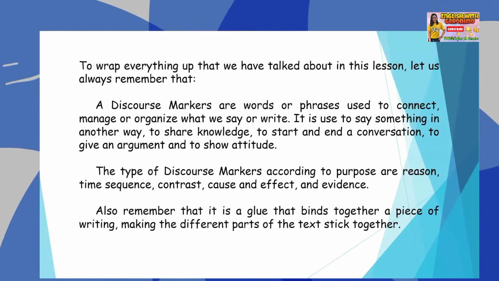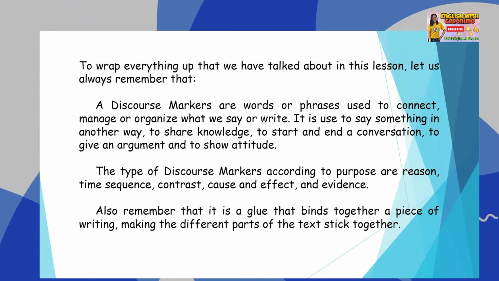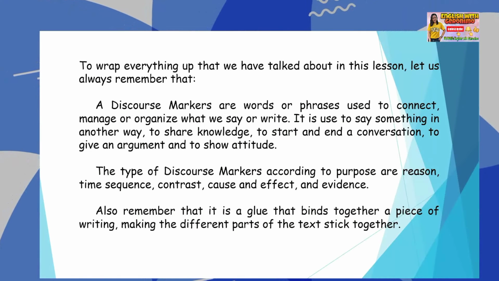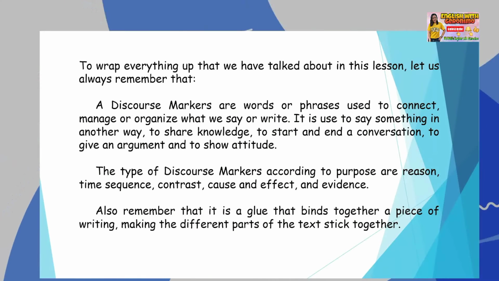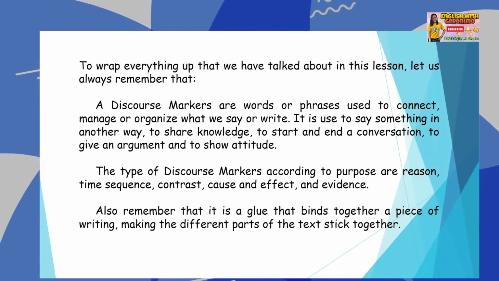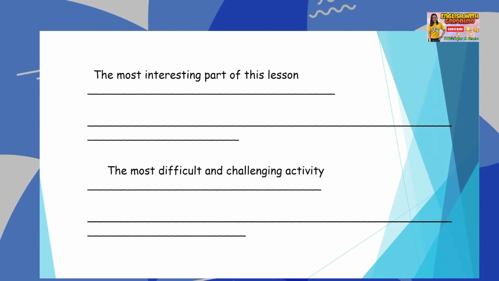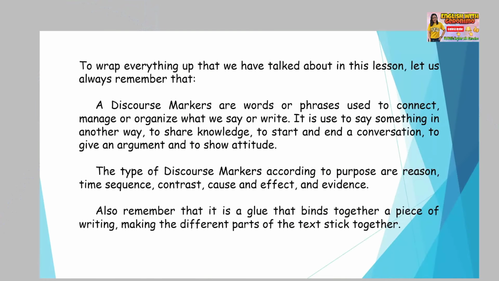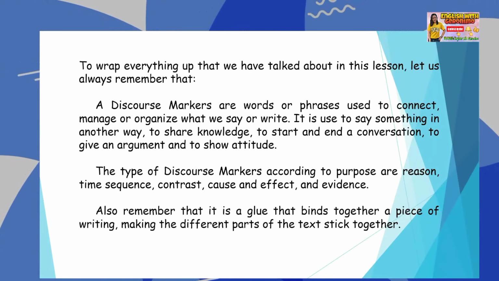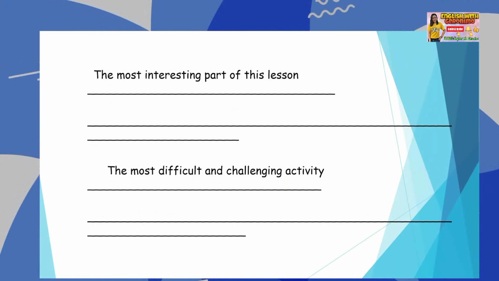To wrap up everything that we have talked about in this lesson, let us always remember that discourse markers are words or phrases used to connect, manage, or organize what we say or write. They are used to say something in another way, to share knowledge, to start and end the conversation, to give an argument, and to show attitude. The types of discourse markers according to purpose are reason, time sequence, contrast, cause and effect, and evidence. Also, remember that it is a glue that binds together a piece of writing, making the different parts of the text stick together.